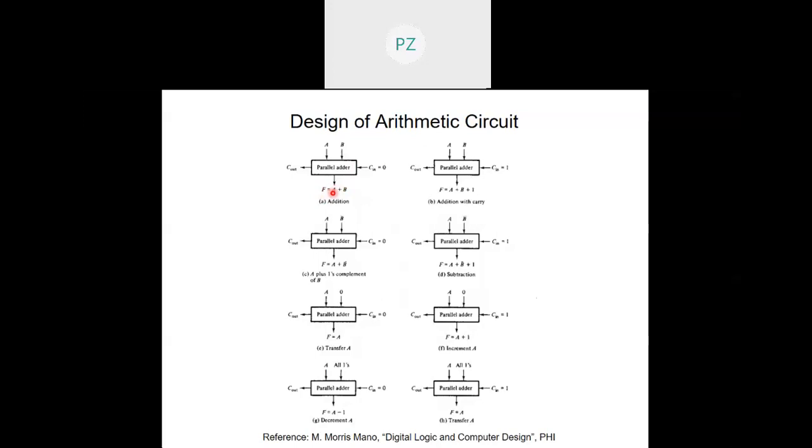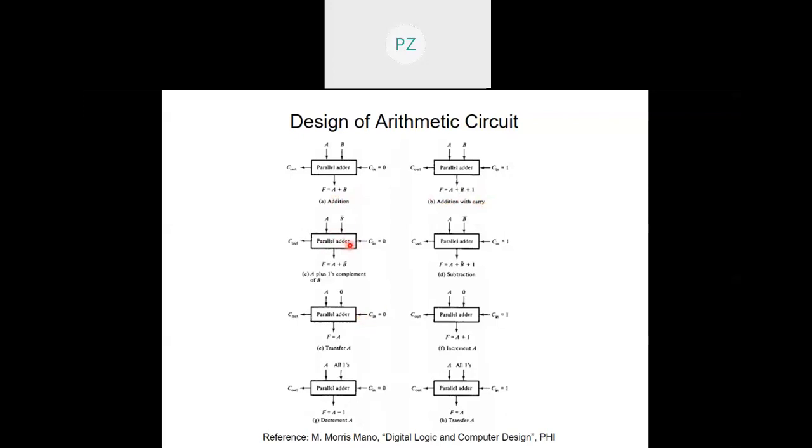and will provide the n-bit output F. Now suppose the same parallel adder, but Cin is made 1. So this becomes A plus B plus 1, because carry in over here was 0, and carry in here is 1. What is this? This is addition with carry. This was simple addition A plus B, but A plus B plus 1 becomes addition with carry, right?